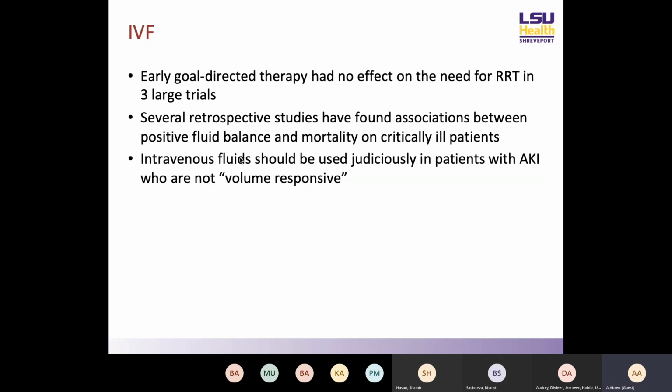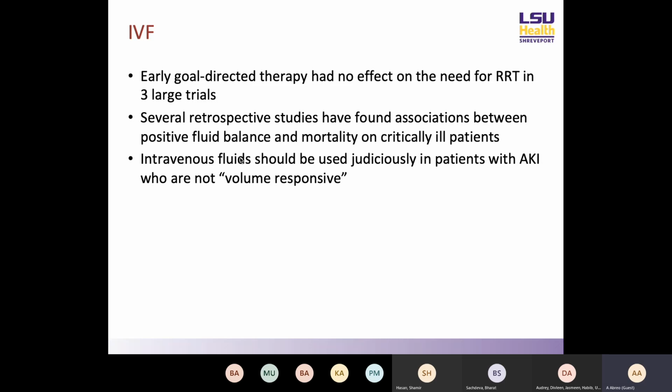So now looking at the management of AKI and different approaches. IV fluids are very commonly prescribed for any AKI event, especially on the surgical services. Despite IV fluids being appropriate at times, early goal-directed therapy in sepsis didn't have any effect on the need for renal replacement therapy in 3 large trials.